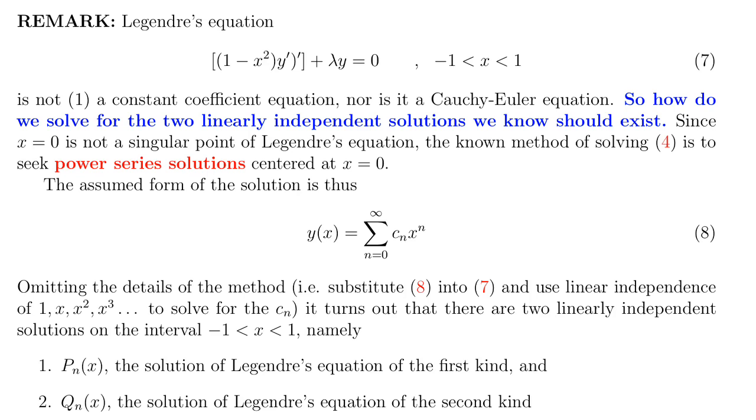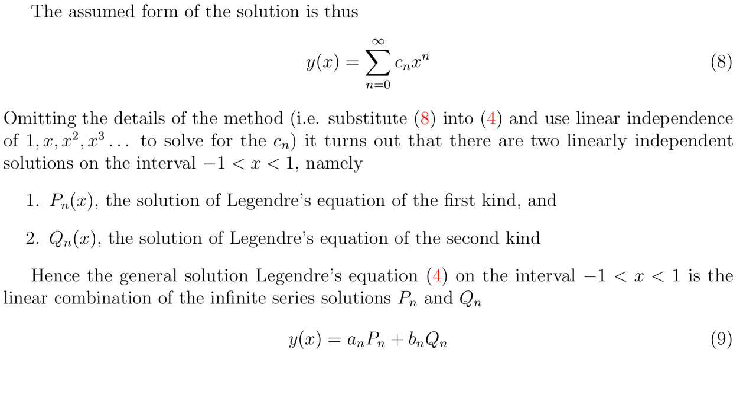But omitting these details, it turns out that there are in fact two linearly independent solutions on the interval minus 1 to 1. The first one is called P sub n of x, the solution of Legendre's equation of the first kind, and the second one, Q sub n of x, is called the solution of Legendre's equation of the second kind. Hence the general solution of Legendre's equation, it's not shown here but we know it, is given in equation 9, a linear combination of the two linearly independent solutions, both power series solutions.